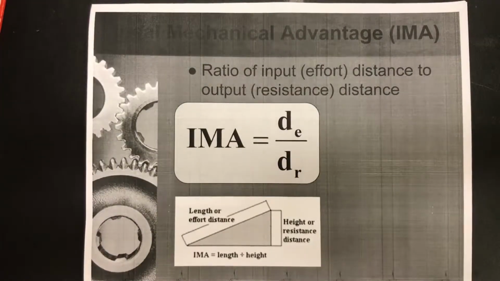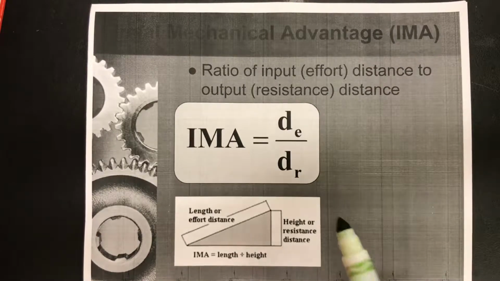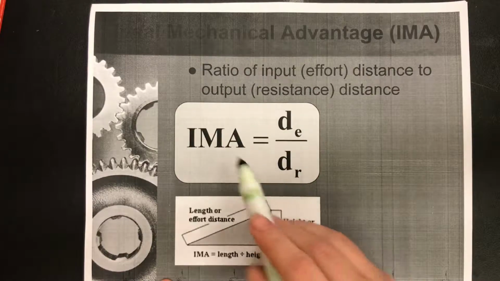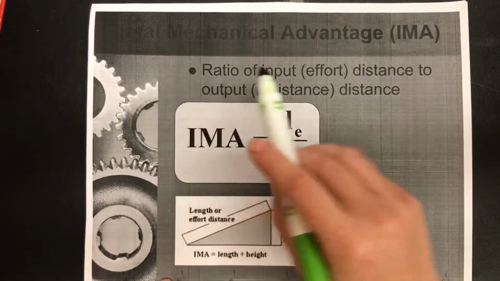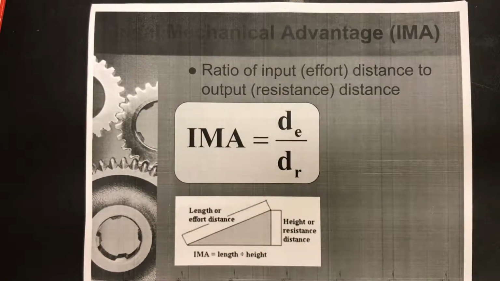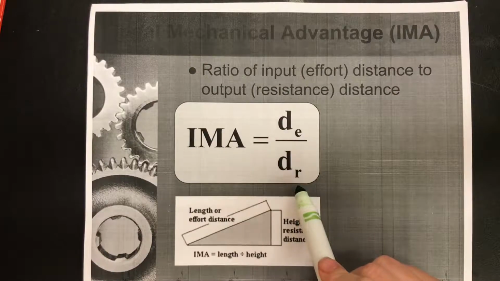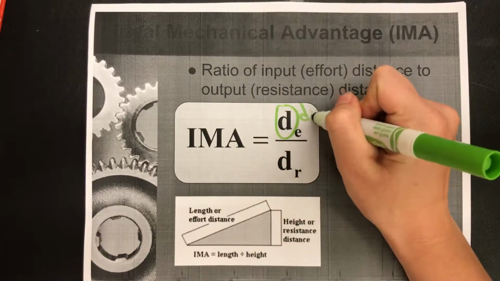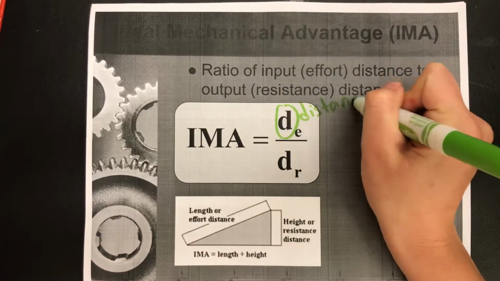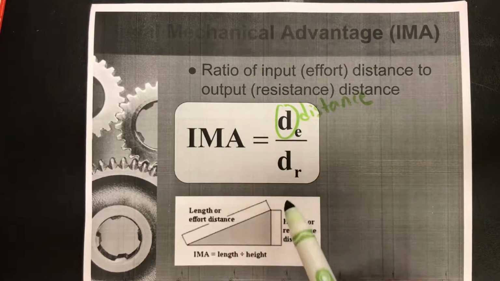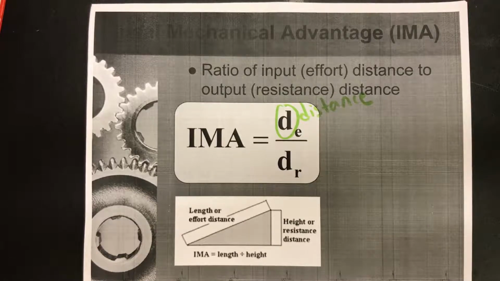You have three equations that you're going to learn in this video. The first one is going to be IMA equals DE over DR. IMA stands for ideal mechanical advantage. Ideal means the perfect scenario. So this is what the machine is supposed to do. So IMA equals DE over DR. The D stands for distance. So when you look for IMA, you're going to be looking at the distance of how far the object is moving when the job is being done.